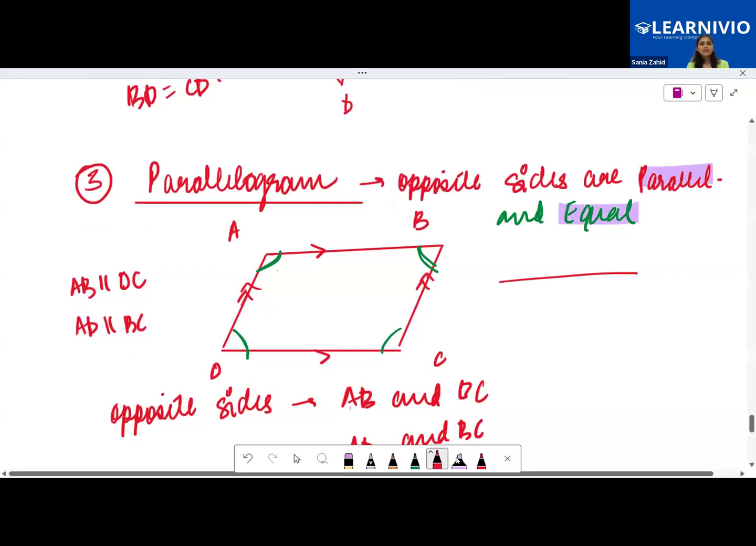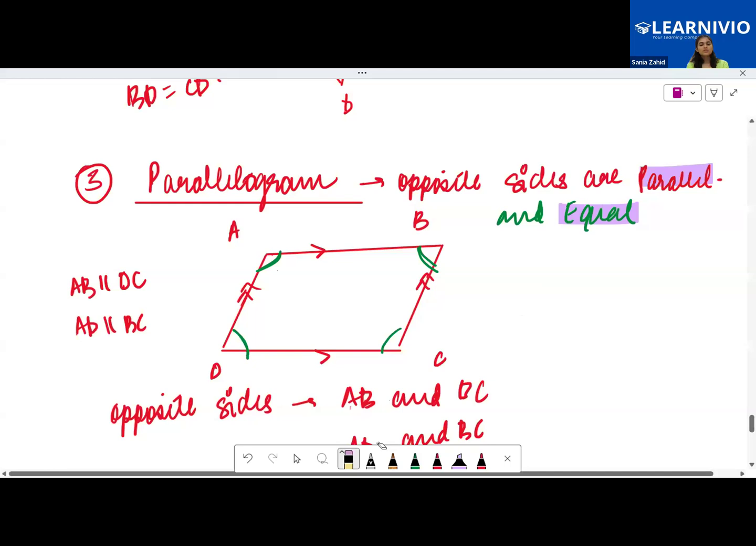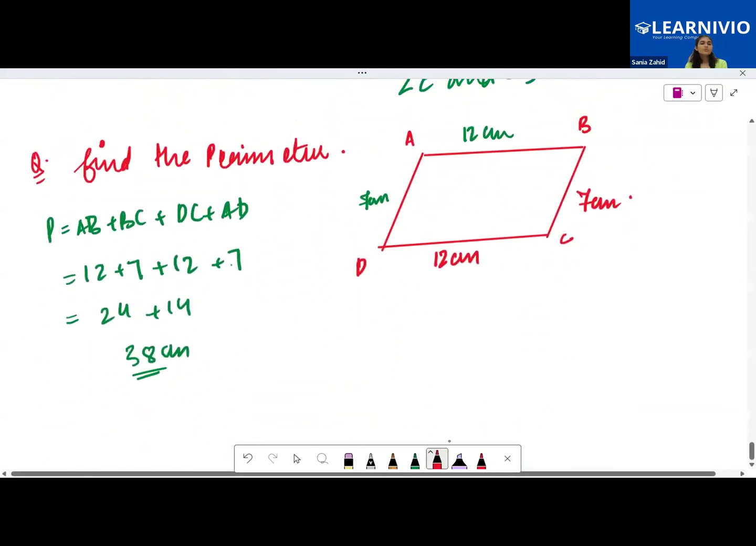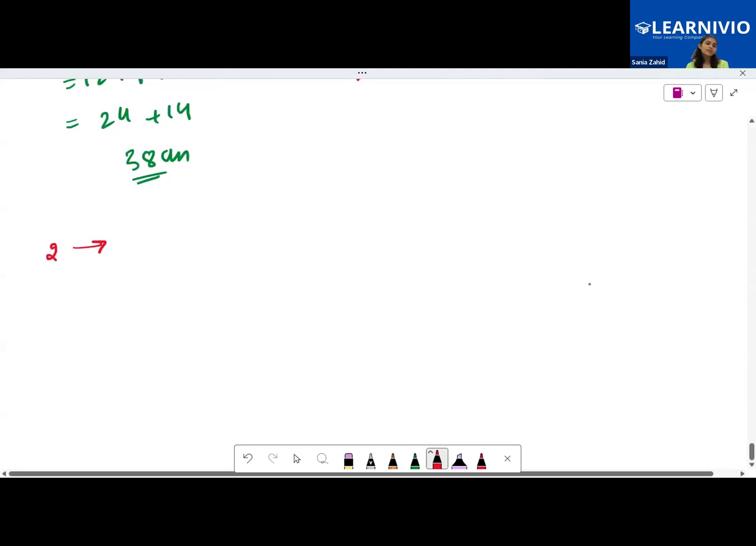Parallel means if this line and this line are drawn in a similar way, they are parallel. They can be parallel, but I can also make this line bigger. This is still parallel, but they are not equal. Yes, ma'am. Equal means that they have the same dimension. So opposite sides are parallel and equal. Then you have opposite angles are also equal. So this is the second point. That was the first one.